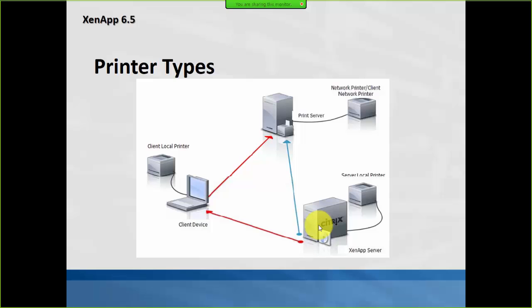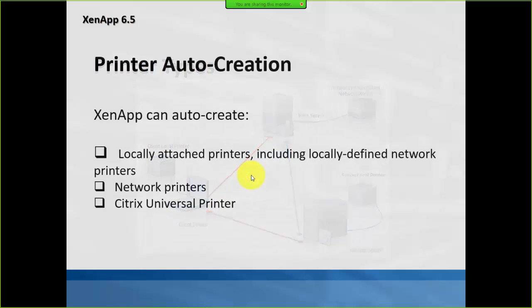If we put this policy, what happens? If we put that policy, what happens? So we're going to try to do that. Printer auto creation is the first policy actually. Now XenApp can auto create locally attached printers. It can auto create those, including locally defined network printers and the Citrix universal printer.